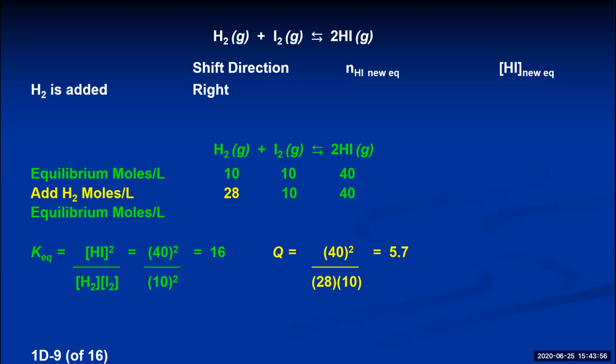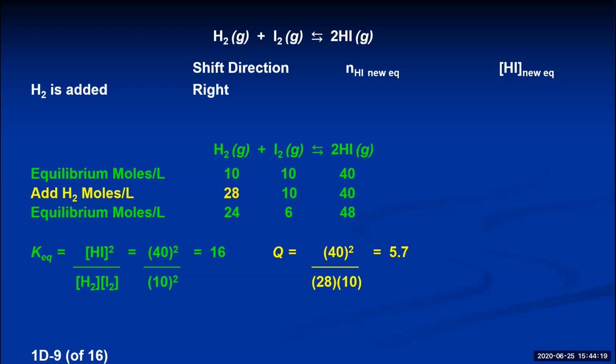So let's see if we can quantitatively predict what would have to happen. If the forward reaction is going to be spontaneous, we're going to react away our reactants. So the amount of hydrogen is going to go down. Maybe it's going to go down by 4 moles per liter. And then the iodine would have to go down by the same amount because it's a 1-to-1 ratio. And then the HI would go up by twice that amount. So it would go up by 8 to 48.